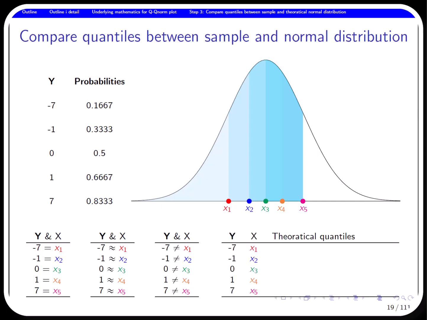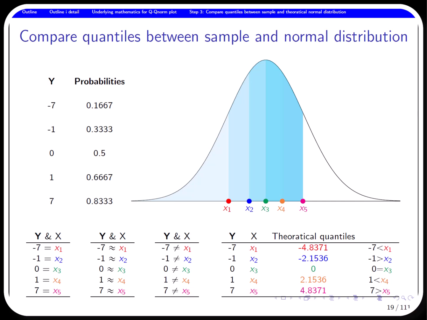For these concrete examples, let's look at the x1, x2, x3, x4, x5. x1 equal to minus 4.8371, sample quantile smaller than theoretical quantile. x2 minus 2.1536, sample quantile larger than theoretical quantile. x3, 0, sample quantile equal to theoretical quantile. x4, 2.1536, sample quantile smaller than theoretical quantile. x5 equal to 4.8371, sample quantile larger than theoretical quantile.